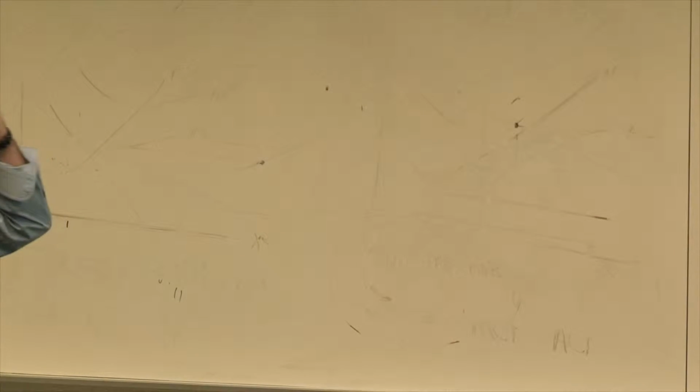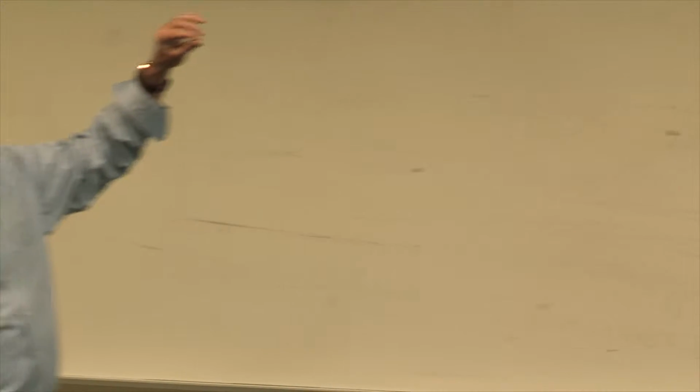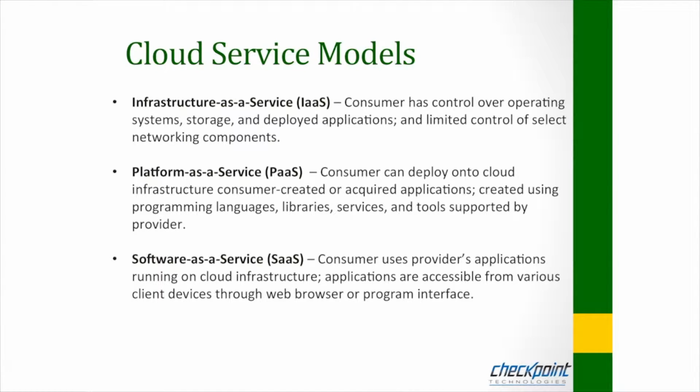Some things when you're talking about cloud, some acronyms that you would want to know: infrastructure as a service, where the consumer has control over the operating system, storage, and deployed applications, but has limited control of select networking components. Then you've got platform as a service, where the consumer can deploy onto the cloud infrastructure consumer-created or acquired applications. So they've got their own applications they've developed and they want to throw it up in that cloud, created using programming languages, libraries, services, and tools supported by the provider.